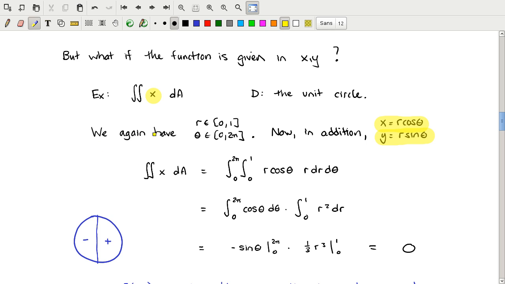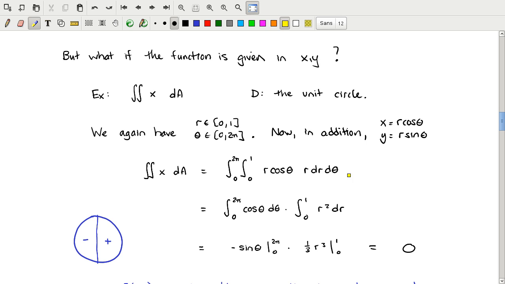So we already saw that the domain is r going from 0 to 1 and theta going from 0 to 2 pi. We're again here on the unit circle. But now we take the polar coordinate relations and turn this x into r cosine theta. And so the double integral of x dA on the domain D becomes r goes from 0 to 1, theta goes from 0 to 2 pi of r cosine theta, r dr d theta, where again I've got my r bounds on the inside to go along with dr and my theta bounds on the outside to go with d theta.